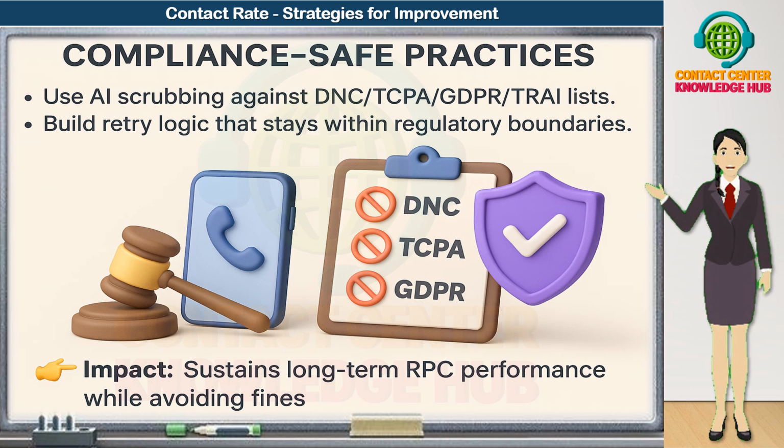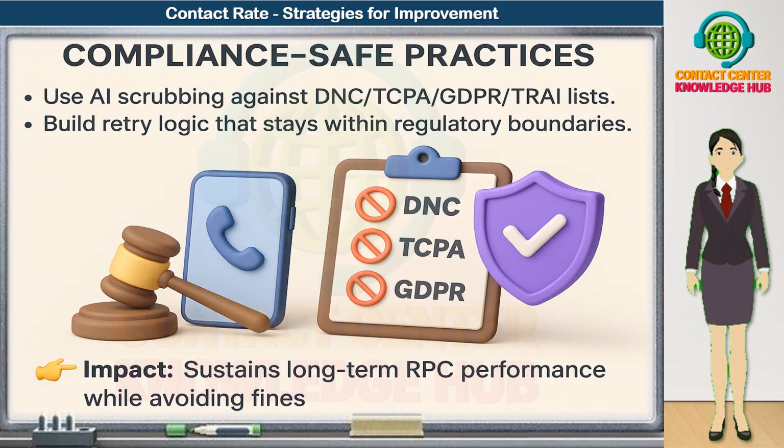Next, design retry logic that stays within regulatory time and frequency limits. For example, avoid excessive redials within short time frames and respect quiet hours defined by local regulations. These safeguards create a safe, respectful, and compliant outreach environment, one that builds customer trust rather than risking penalties. Impact: compliance-safe practices sustain long-term right-party contact performance while protecting your organization from fines and regulatory violations.